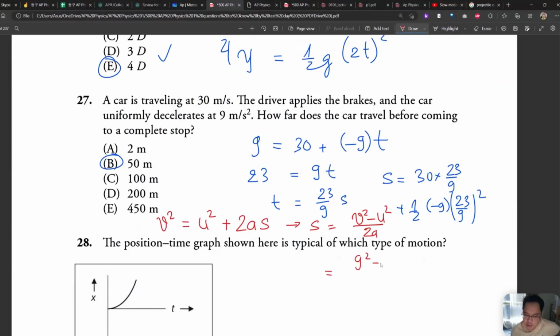v is 9, u is 30, and then acceleration is minus 9. So we have a negative number on the top and another negative number on the bottom, and when we divide them, we get a positive number, which is approximately 50.